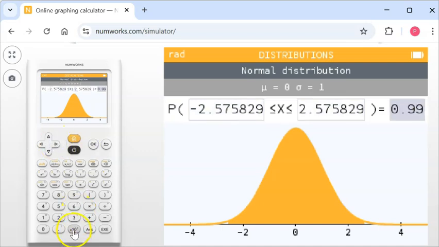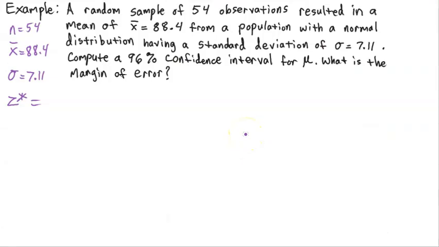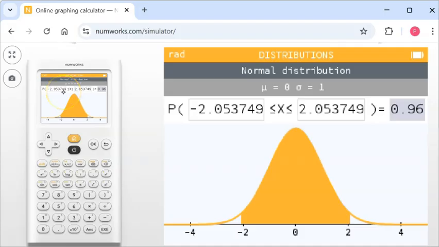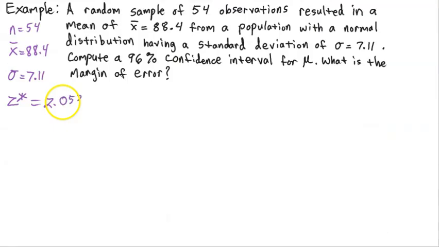We'll come over here and put in 0.96, and we get 2.053749. Okay. Now we just need our standard error, which is just going to be sigma 7.11 divided by the square root of n. N is 54. So 7.11 divided by the square root of 54.